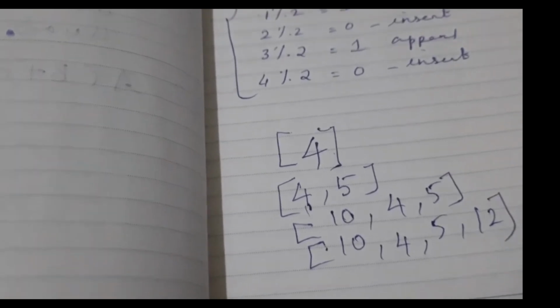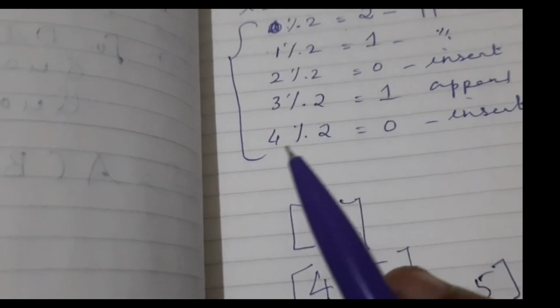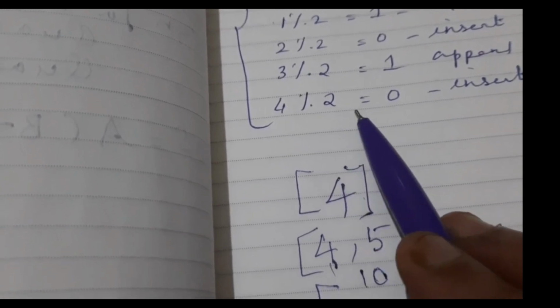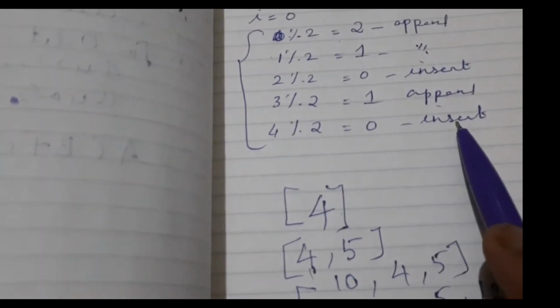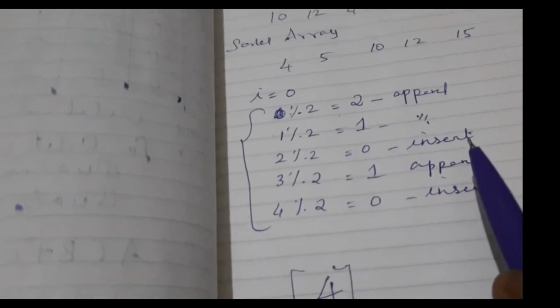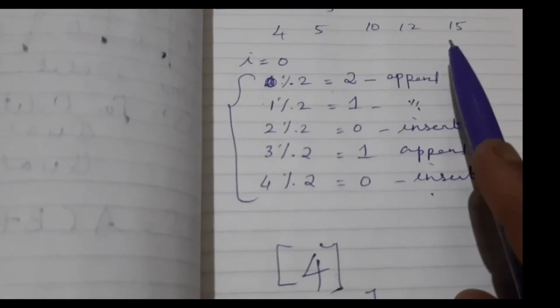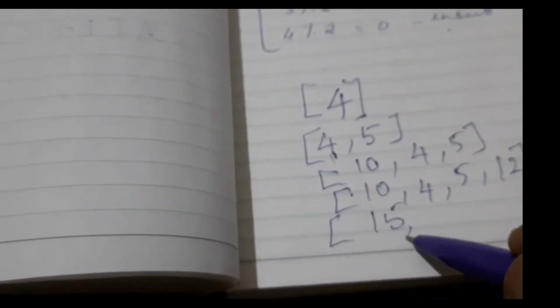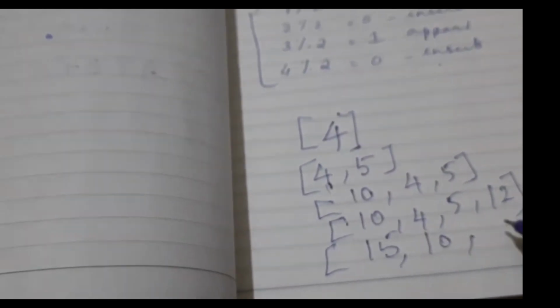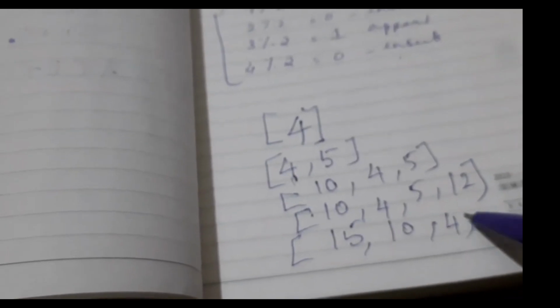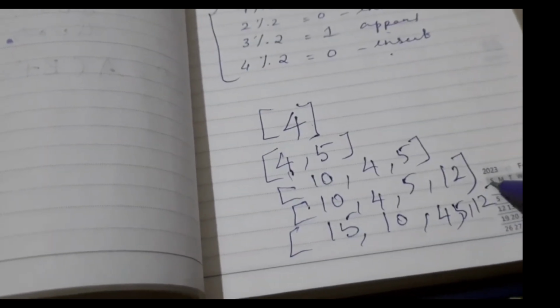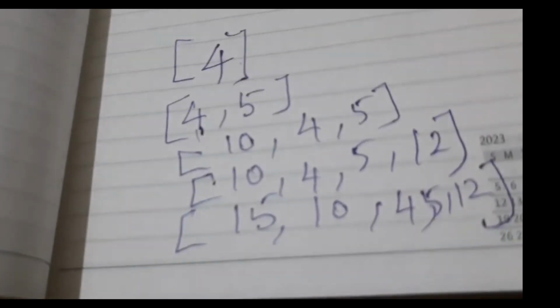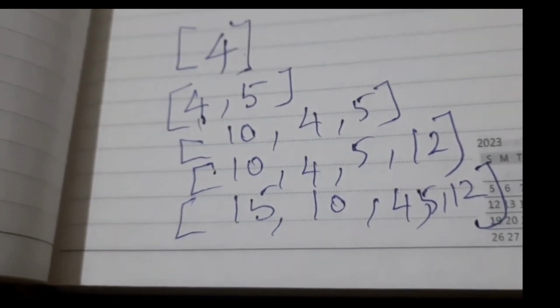Okay. So now afterwards the loop repeats. So 4 remainder 2 is equal to 0, which is the insert option. So in this case it is going to insert the value at the 0th position. The value is 15 here. So now the array becomes 15 and then the others stay the same, because it is inserting before 10, 4, 5 and 12. Okay. So now the array is 15, 10, 4, 5 and 12.